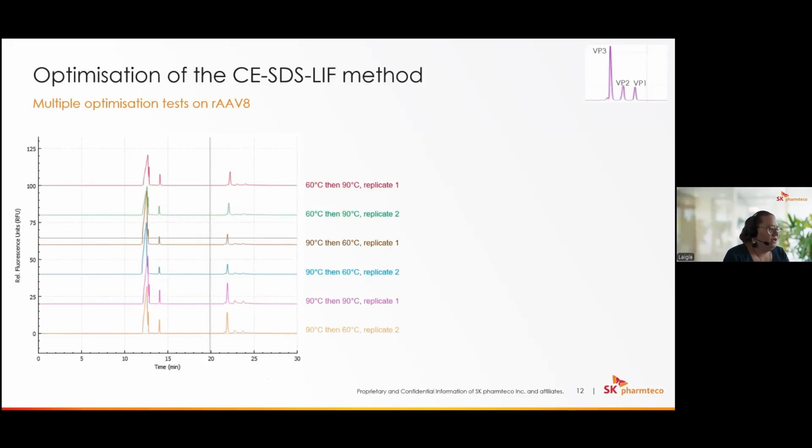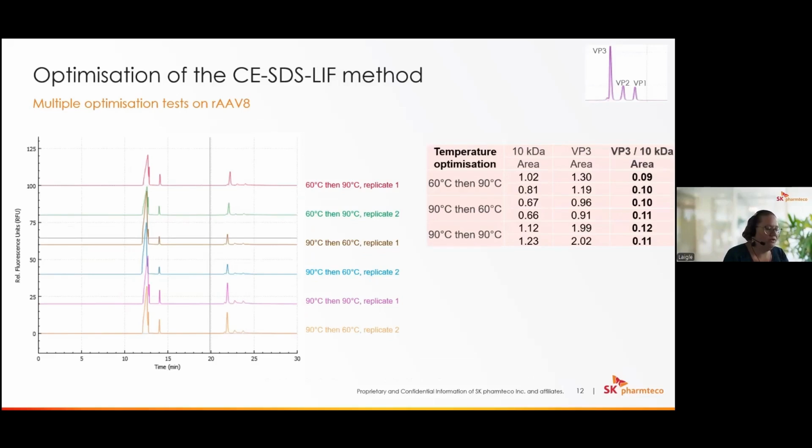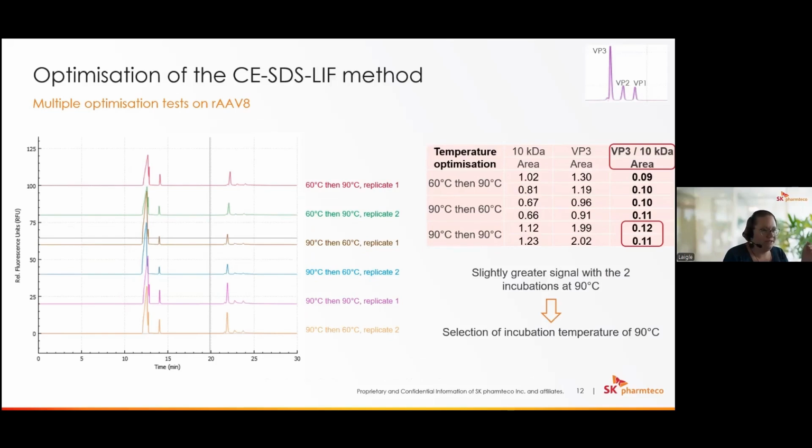We then tested the two incubations, testing each at 60 and 90 degrees Celsius. To select the best condition, we calculated the ratio of the area under the peak corresponding to VP3 to the area under the peak corresponding to the internal standard. This ratio allows us to eliminate any impact of the capillary use on the obtained results. Here, this ratio is the best, so the one with the strongest signal and with good replicates, when both incubations are performed at 90 degrees Celsius. This incubation was therefore chosen for further use.